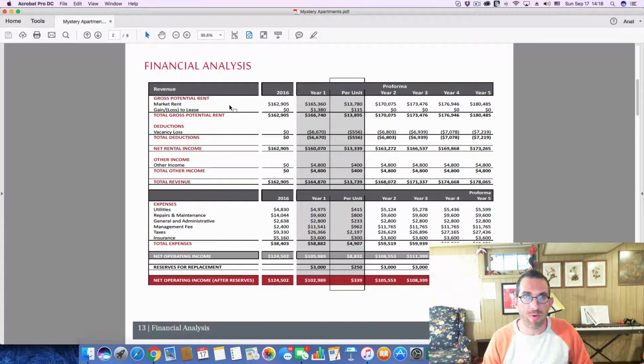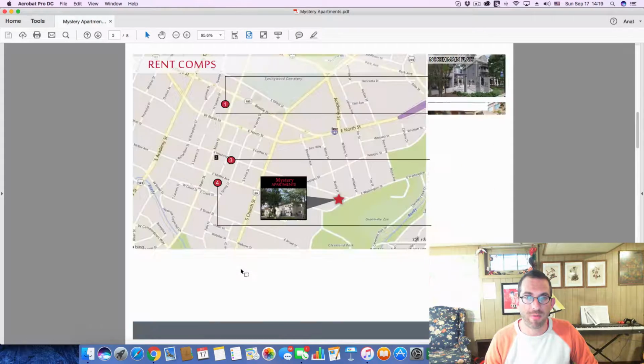So we got the gross potential rent, which is the market rent. By the way, it's not the actual rent. Actually here it is the same, but that's just because he's showing it that way. But you've got the market rent, and you've got the NOI, and then a bunch of stuff in the middle that, at least for now, doesn't make much of a difference.